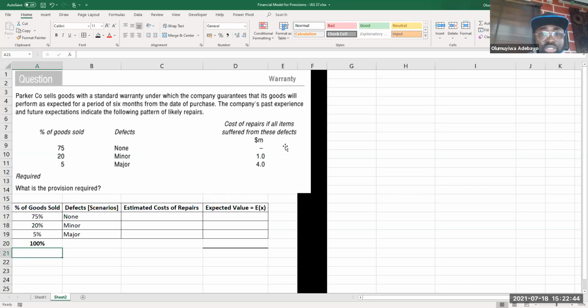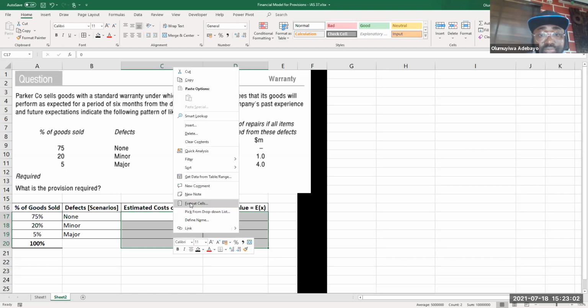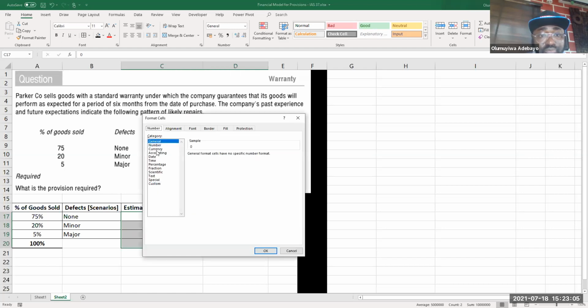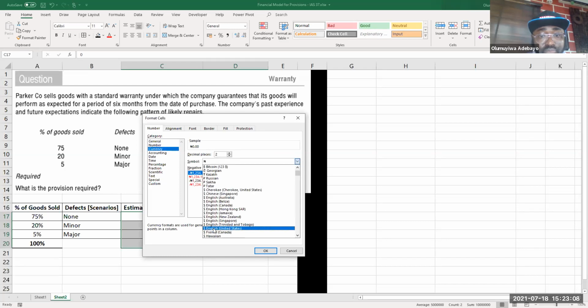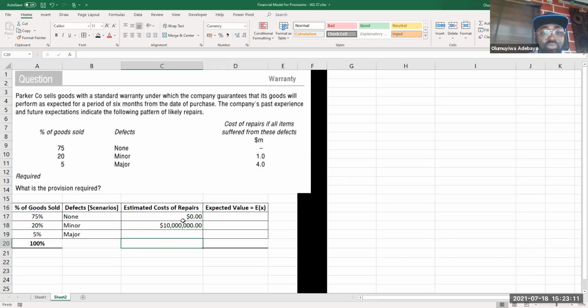Next, if there's no defect, there's no cost to be incurred. But if there's a minor defect, you are going to incur $1 million for all of those items. And if there's a major defect, you spend $4 million on all of those items. And the question then is, what is our expected value?